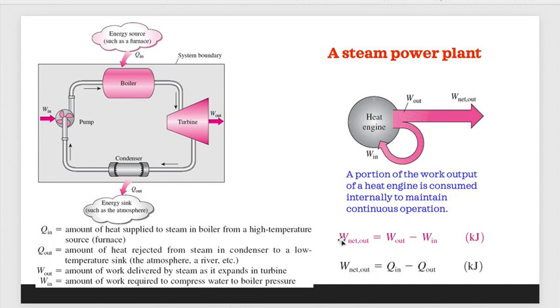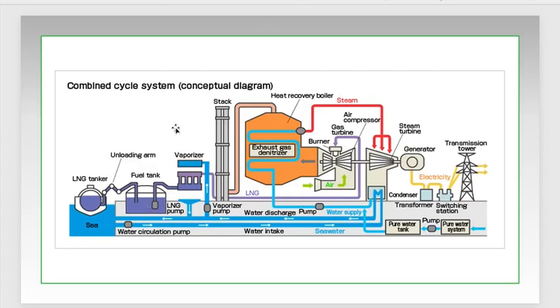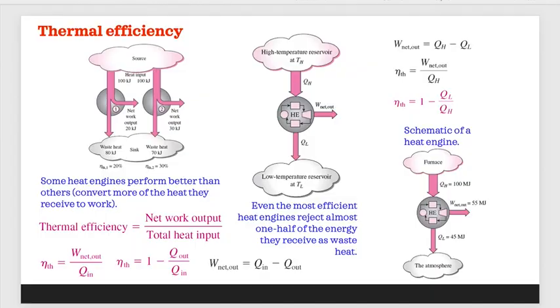So we have a net work. What is net work out? Net work out means W out minus W in, and the unit is kilojoule. We can also define W net out as Q in minus Q out. This is the combined cycle that represents the complete heat engine, and this is the thermal efficiency.